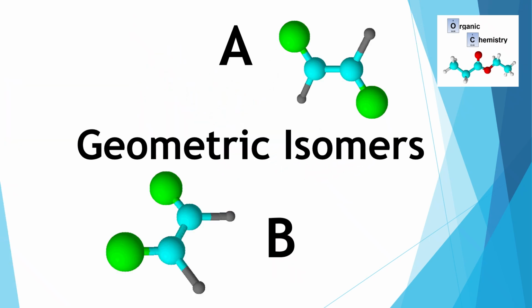At first glance, molecules A and B might look pretty similar. They both have two green chlorine atoms coming off the carbons, and they both have two hydrogen atoms coming off the carbons. But a keen observer would notice a crucial difference. The difference is all about where the atoms are located.